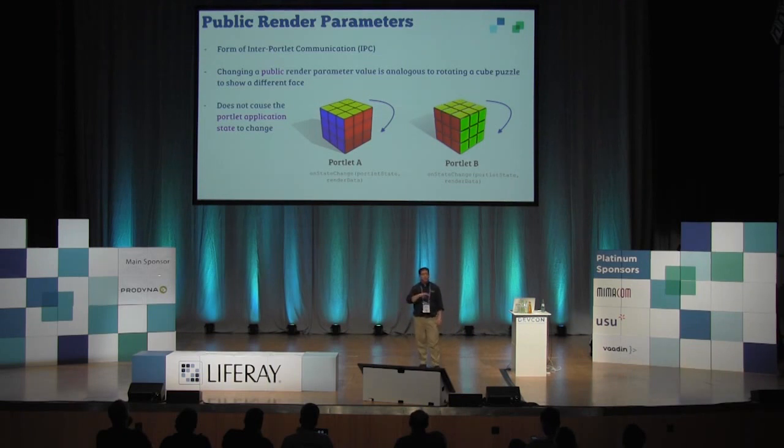If you change a public render parameter, I thought this was a terrific example. It's analogous to rotating a Rubik's Cube, okay? So the state hasn't changed. We're just kind of looking at it from a different direction, okay? That's kind of the idea of a public render parameter. It does not cause an application state change. We're just kind of looking at the data in a different way. And so if we change a public render parameter using the JavaScript API, the on-state change callback is going to get called for each portlet that has been registered on the page.